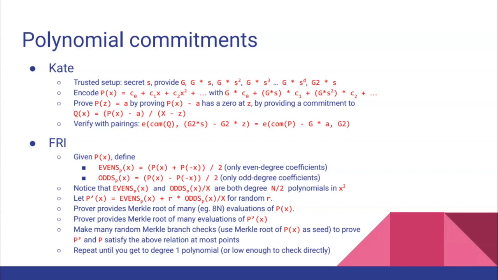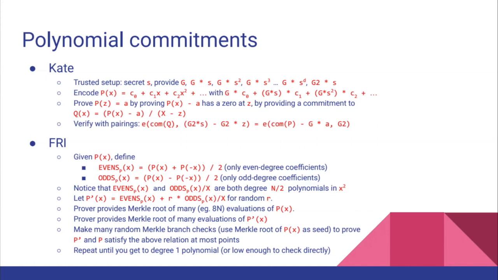And the hash-based approach is this kind of recursive technique that basically says, for every polynomial, we split it up into two pieces, where one piece is just the even coefficients, the other piece is just the odd coefficients. And you can calculate these from P, right? So evens of x is (P of x plus P of minus x) over 2, and that gives you an even function. And then you have (P of x minus P of minus x) over 2, that gives you an odd function. And the thing that you notice is that evens and odds are both degree n over 2 polynomials, or in x squared.